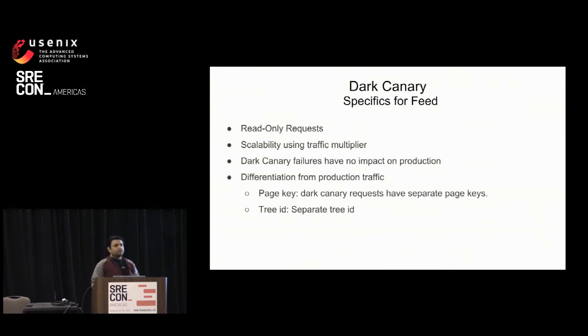So how do we use dark canary for the feed system? We use dark canary only for read-only requests. The read requests are forwarded to the dark canary, and write requests are automatically filtered out. Because of this, we can also scale via the multiplier. If we want to send more traffic, we just update the multiplier, and the dark canary node receives more traffic. And there is no production impact, as the dispatcher node is not going to send the responses back to the clients.